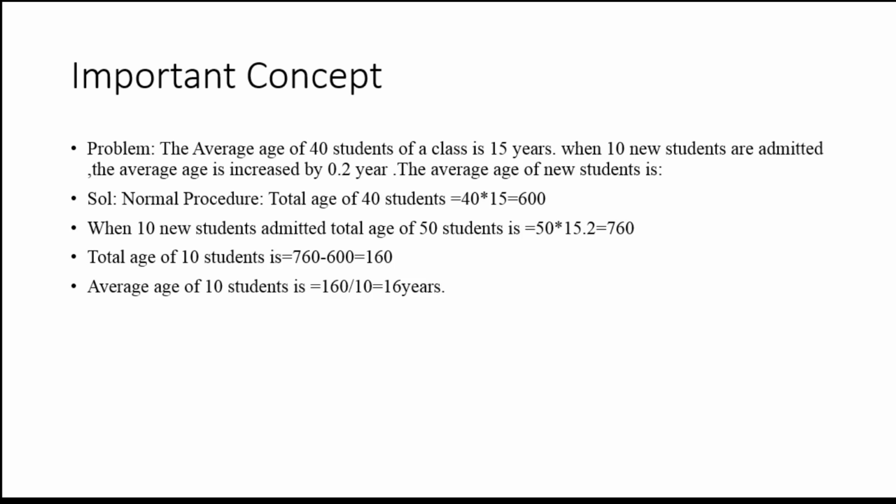But they are asking only the 10 new students' average. So now your strength is 50 and before your strength was 40. Just subtract these two things. 760 minus 600, 160. When we have the total age of 10 students as 160, how can we find the average of 10 students? Just divide the total age of 10 students by 10. 160 by 10, that is 16 years.